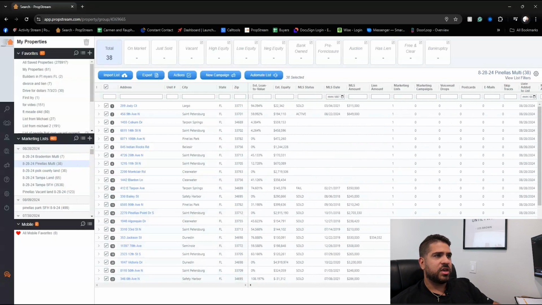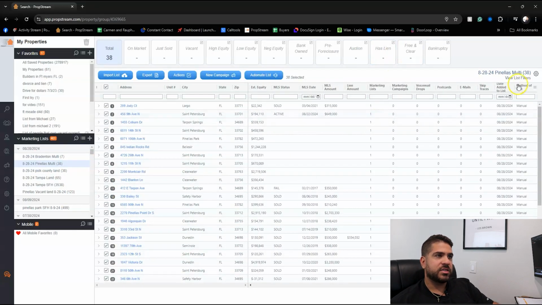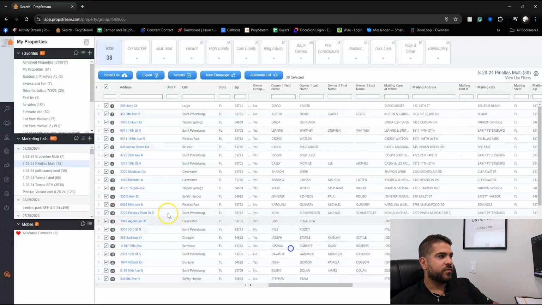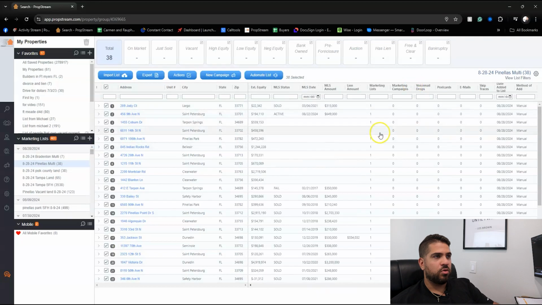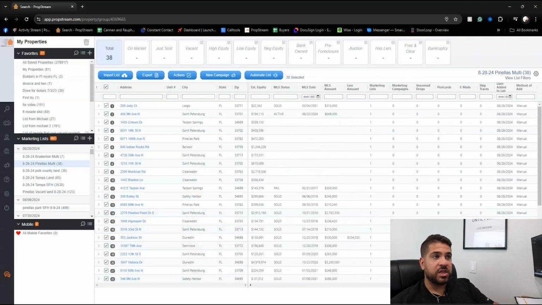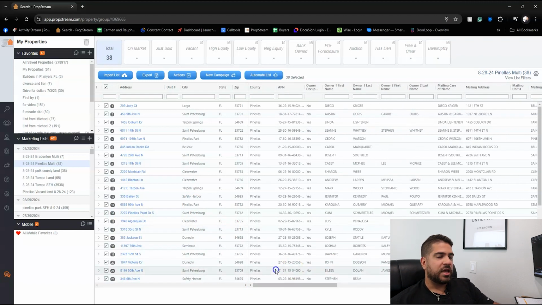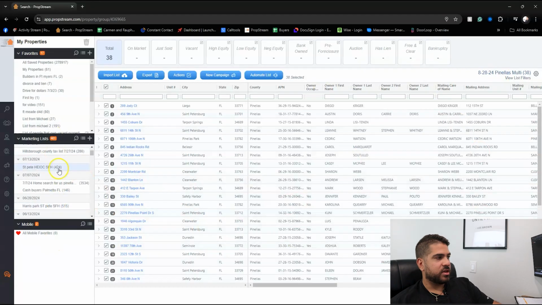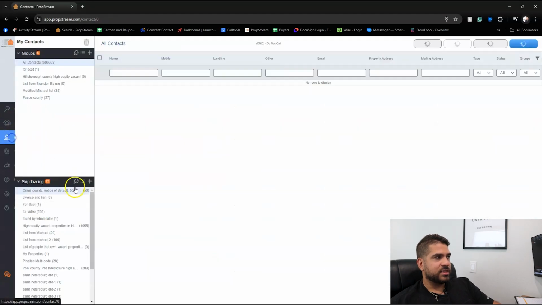There's a lot of stuff you can do here, right? You can see how many marketing lists this property has been on, which means, for example, when you have 278,000 properties, I'm bound to repeat a property. So I want to make sure this is the only time I've had it on a list, so it's not like I skip traced it before. I want to make sure it's a unique property for me, so I just started working on it. For me, that's very important. But yeah, you got all these marketing lists, then you got the contacts.